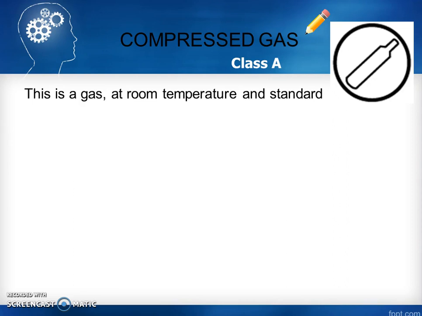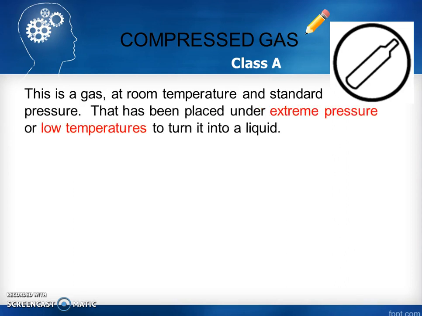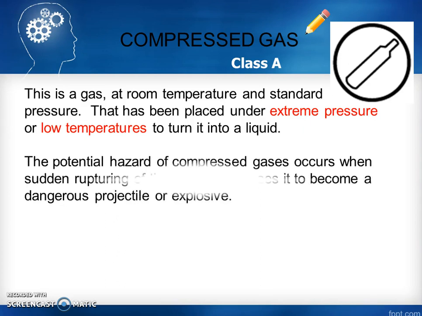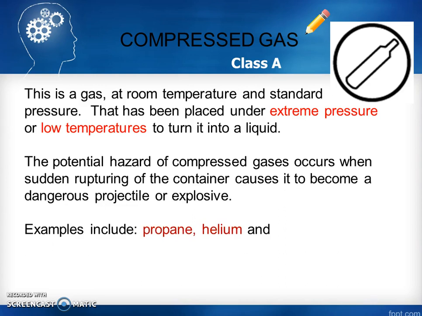So what it is, it's a gas at room temperature and pressure, say oxygen, carbon dioxide. Now what's been done is this gas has been either crunched together so tightly, under extreme pressure, or the temperature has been reduced so much that it's actually turned into a liquid. Now these canisters that compressed gas is kept in are under a lot of pressure. If they're punctured, they can actually become a dangerous projectile because there's so much force being released, change of state from liquid to gas, or they can even explode.